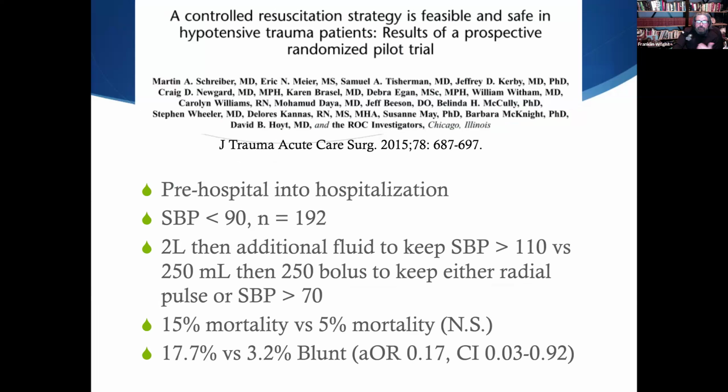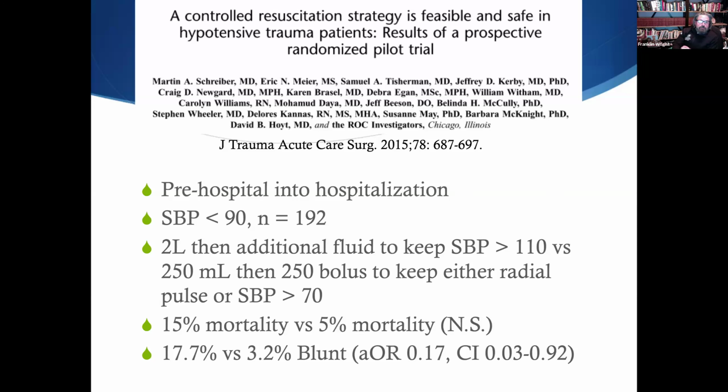So again, one of these landmark studies looked at pre-hospital into hospitalization patients that were hypotensive, systolic of less than 90. A more conventional treatment where we slammed them with 2 liters of fluid and then kept giving them fluid to keep their systolic blood pressure over 110, versus let's not do that. Let's just give them a little 250 milliliter aliquot and then give them small aliquots of 250 cc's, again, less than a can of soda, just to keep a palpable radial pulse or a systolic over 70.